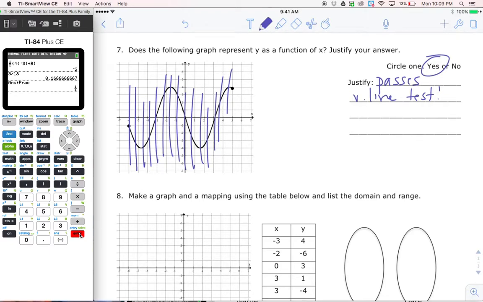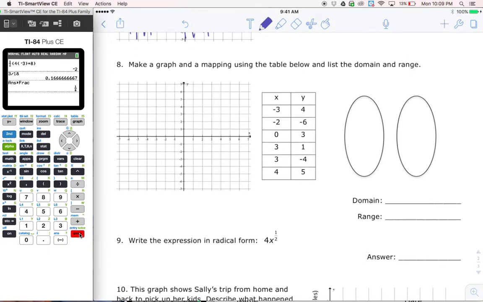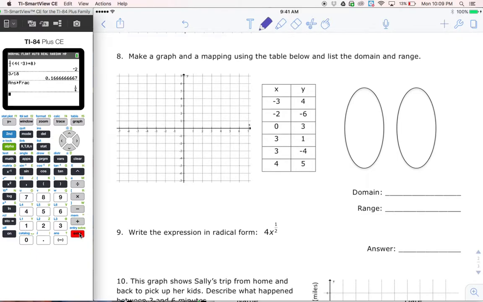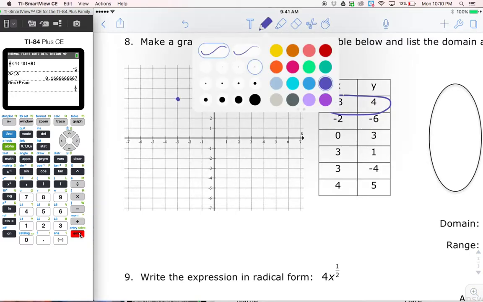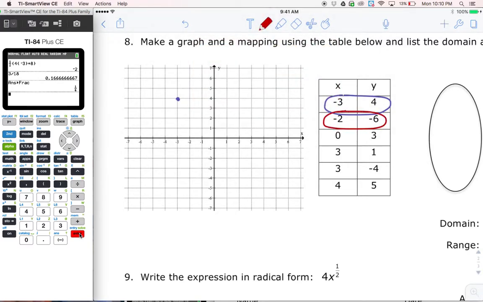Problem 8. Here we go. Make a graph and a mapping using this table and list the domain and range. All right, here we go. We're going to do -3, 4. -3, 4 goes right here. Okay, then we're going to do -2, -6. Sorry, -2, -6. Just going to go right here.